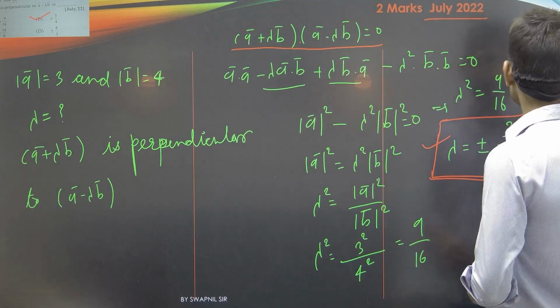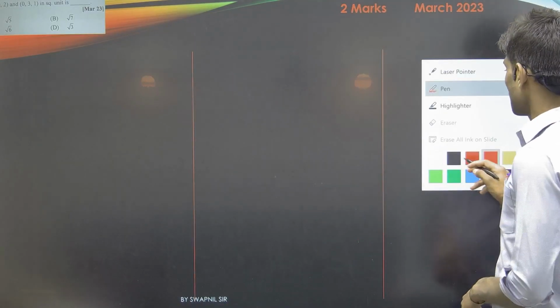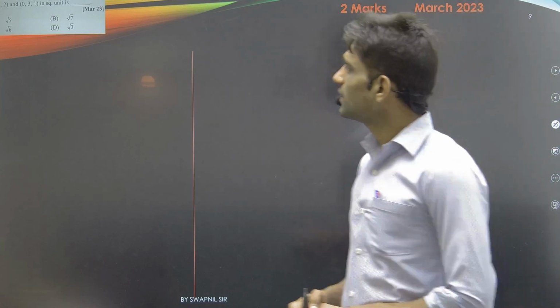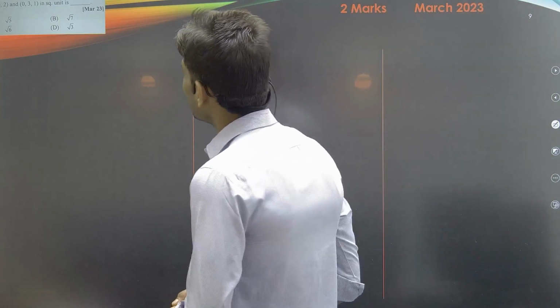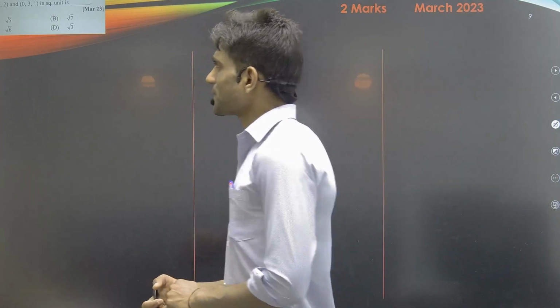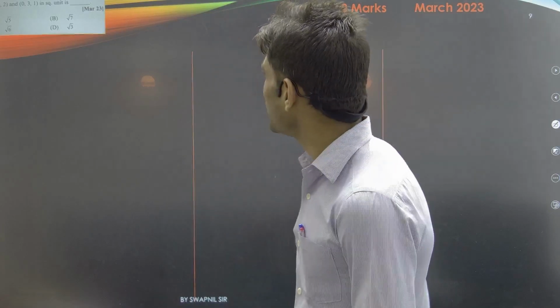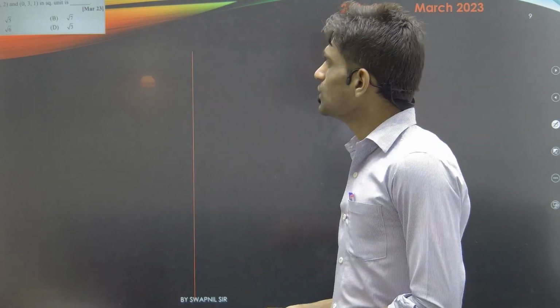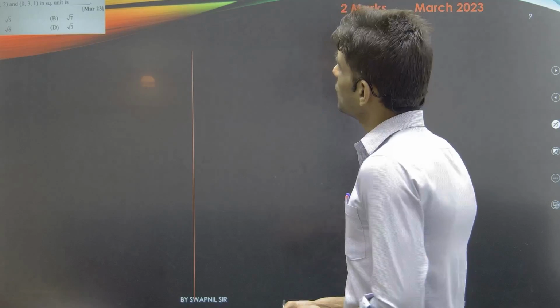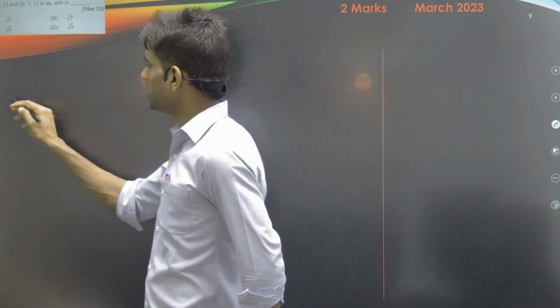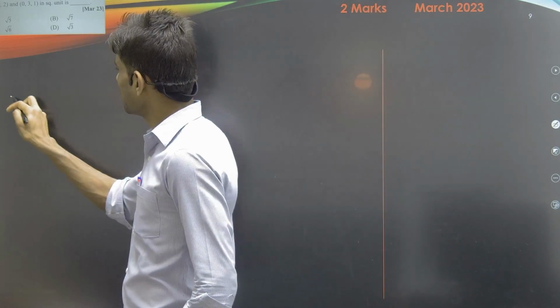Now let's move to the next question. In our next question, we are given the area of a triangle with vertices 1 2 0, 0 1 2 and 0 3 1. The vertices are given. Let me write what we have been given.